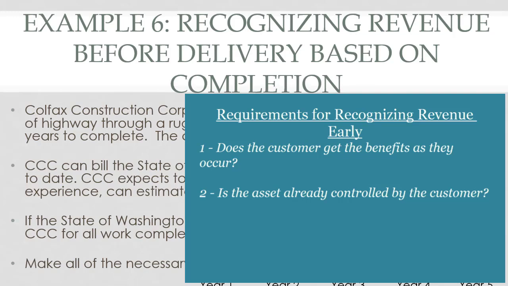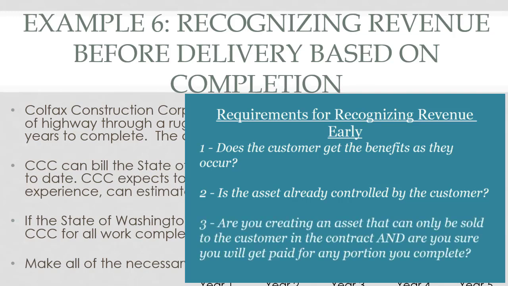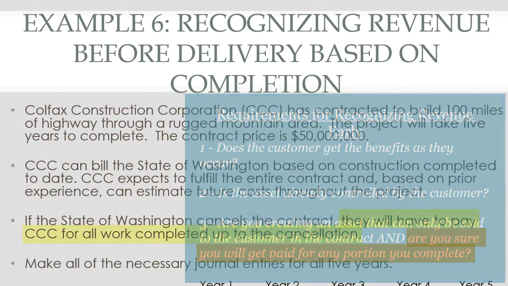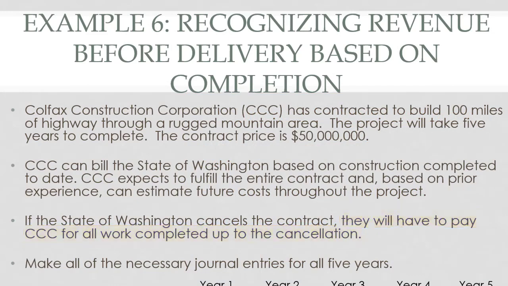However, it does meet the third obligation because, number 1, I can't make this for anybody else. State of Washington is the only group that could buy this. So practically, it's for them and only for them and useless to anybody else. That meets the first part of that requirement. Second, will I get paid for whatever I complete, even if they cancel the contract? The answer is yes. It tells us that in that third bullet point. So this obligation meets one of the 3 requirements for early recognition.